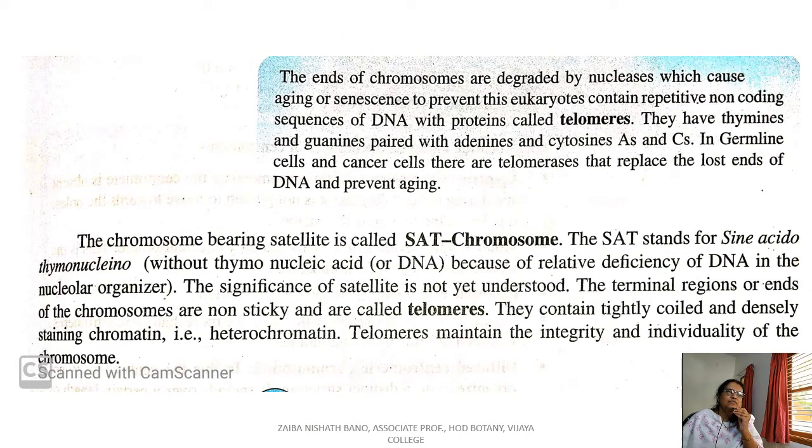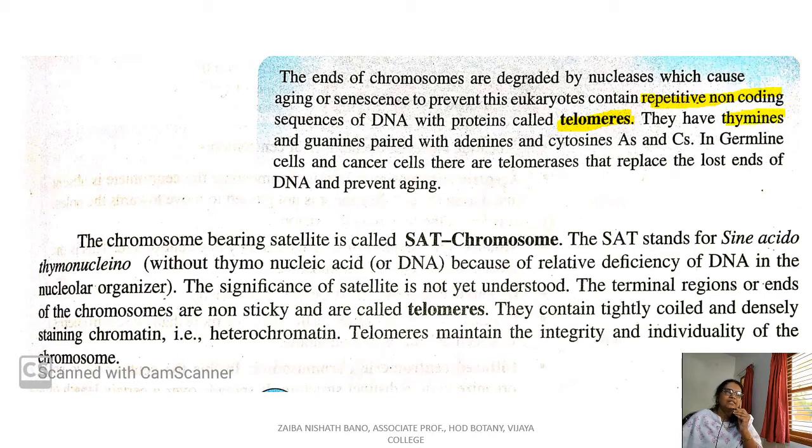Now, the ends of the chromosomes are generally degraded by nucleases, which causes aging or senescence. To prevent this, eukaryotic chromosomes contain repetitive non-coding sequences of DNA with proteins. These repetitive non-coding sequences of the DNA present in eukaryotic chromosomes are called telomeres. Now, what do the telomeres have?